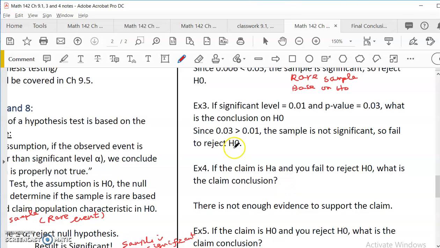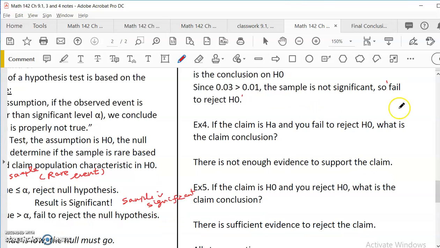Okay. The third is if my significance level is 0.01, my p-value is 0.03. 0.03 usually is actually a low number, but if I choose my significance level to be so low, 0.03 is actually greater than 0.01, then my sample is not significant. So you write fail to reject H0. So this is the only word you write. I cannot reject H0 because all this p-value is based on H0.